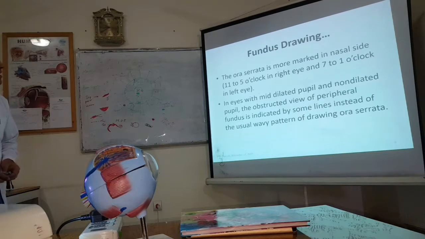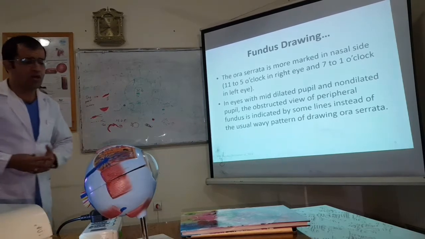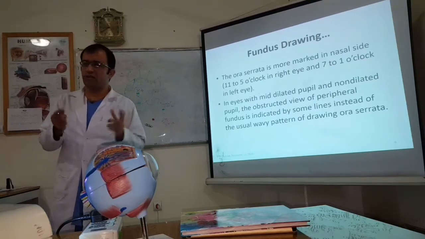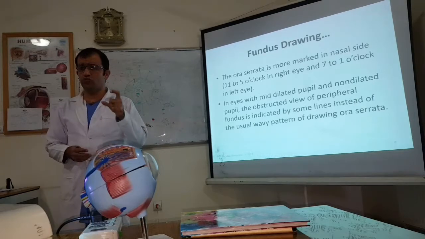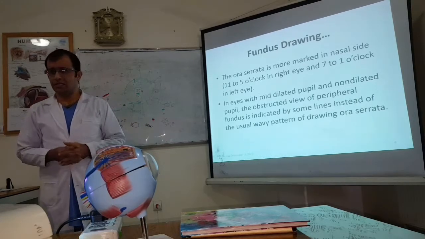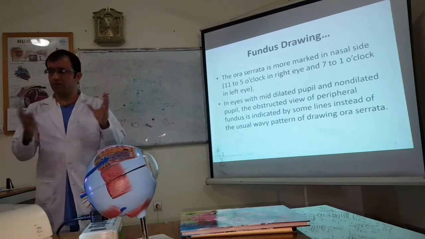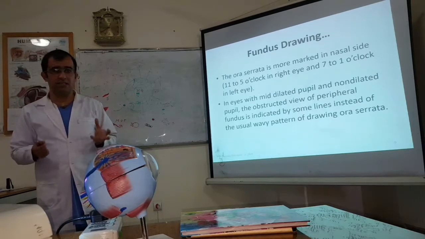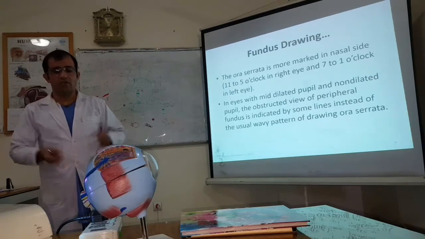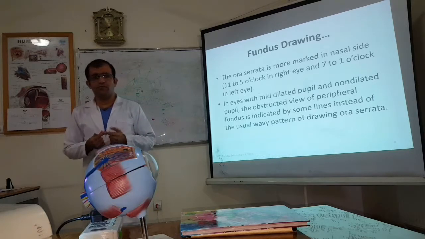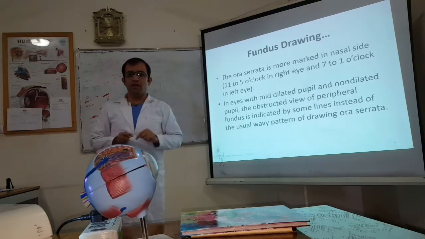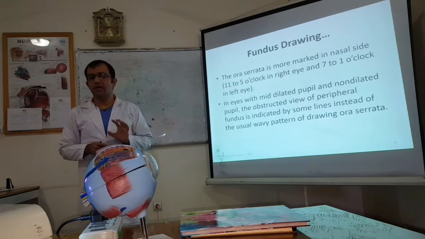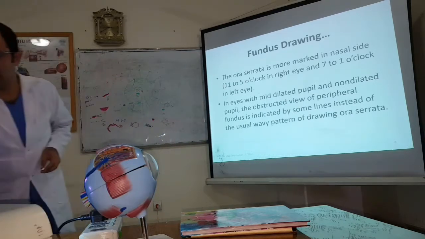And another thing, about ora serrata, and also how to know, if there is a single drawing in your hand, whether it is the right eye or left eye. There are two mechanisms by which you can differentiate them, which one is right and which one is left. For example, you look at my eye. This area is going to be the nasal, and this area is going to be the temporal, for the right eye. Okay, first we will talk about the serrations.